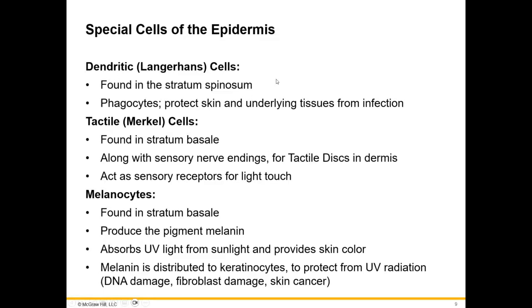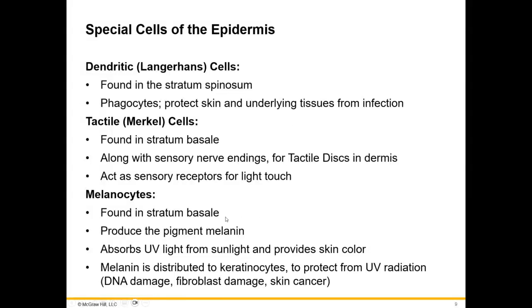Okay, there are special cells in the epidermis. We have the dendritic Langerhans cells. They're found in the stratum spinosum. These are basically phagocytes, those dendritic cells. They protect the skin and the underlying tissues from infection. Then we have tactile or Merkel cells. They're found in the stratum basale, along with the sensory nerve endings for the tactile discs in the dermis, and they act as sensory receptors for very light touch.